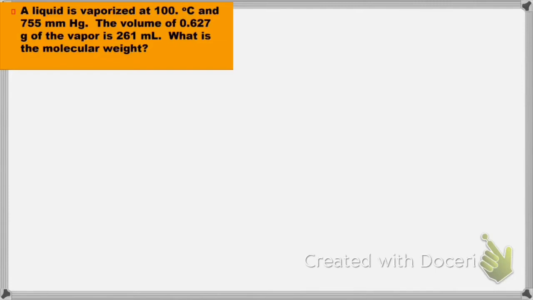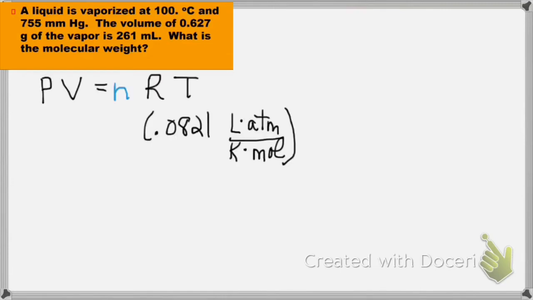So let's start by writing PV equals nRT and fill in our R value to remind us of the appropriate units. Now I'd like you to pause the video and try and complete the problem on your own and then come back.